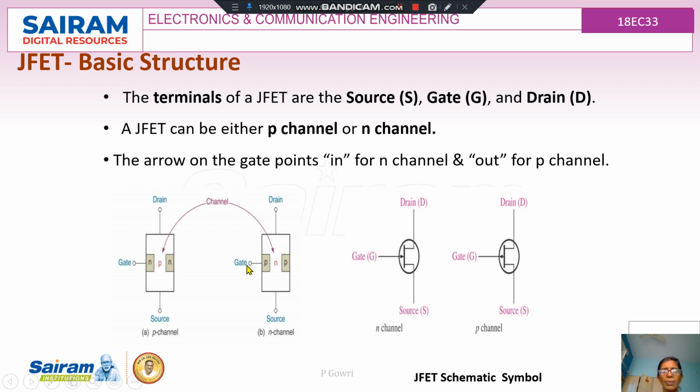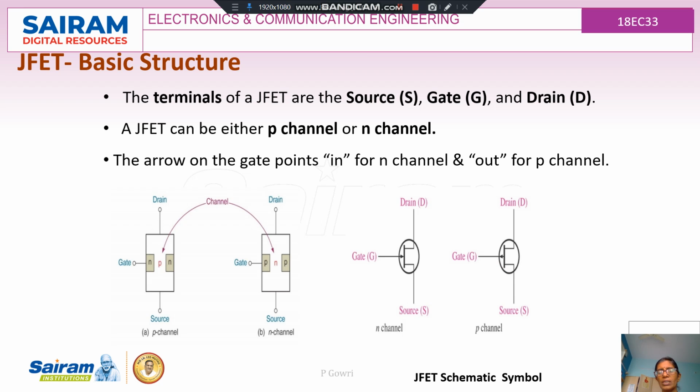Coming to this diagram, the first one is the P channel JFET. Here the main substrate is P, and we have heavily doped N layers on both sides, and hence the channel formed is a P channel. In the N channel JFET, the basic substrate is N, and we have a channel of N type. The next diagram is a symbolic representation of the N channel and the P channel JFET. Here, the arrow going into the gate indicates an N channel, and the arrow coming outside indicates the P channel JFET.